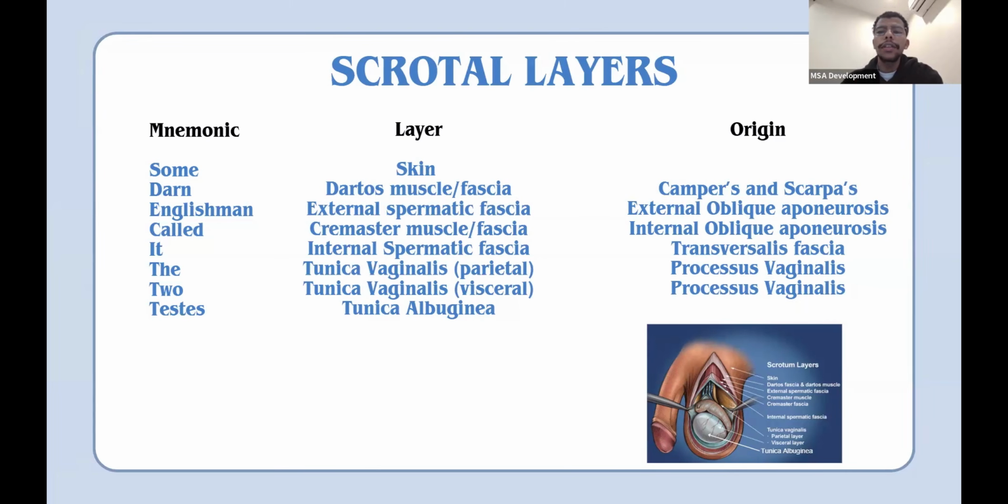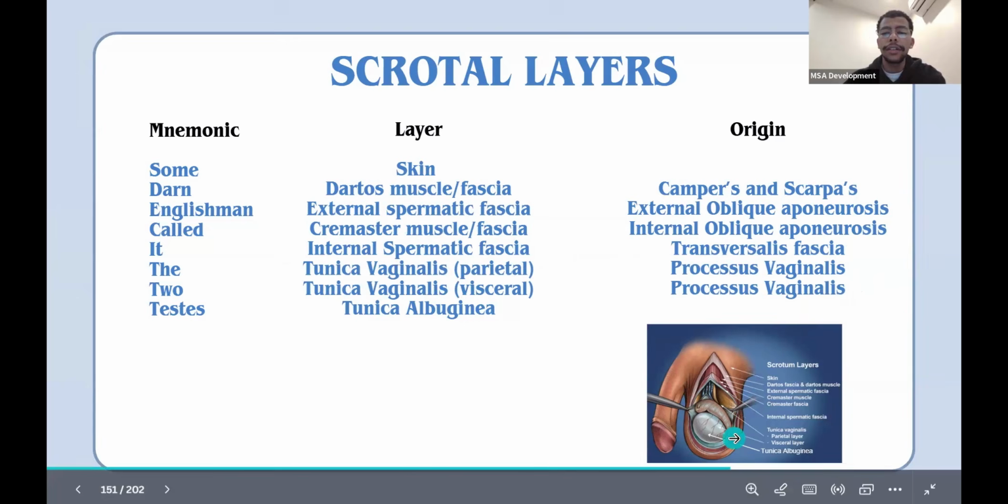Then the cremaster muscle from the internal oblique aponeurosis, and then from the transversalis fascia, we get the internal spermatic fascia, and then both tunica vaginalis are from processus vaginalis. Okay, and you need to know these. You need to know the order and the origin.